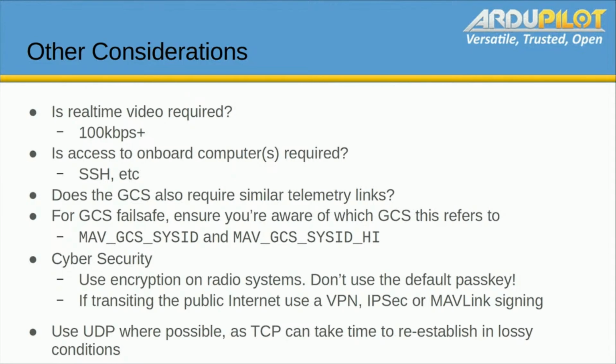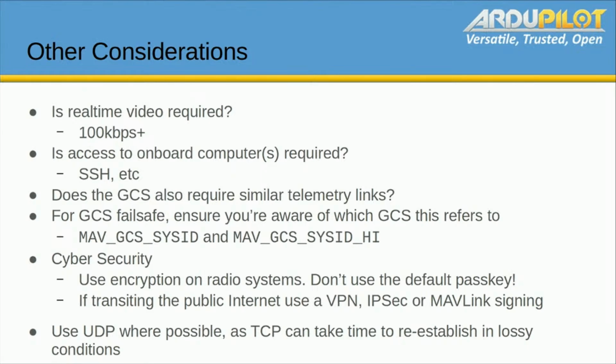Do you need access to any onboard computers, like SSH and so forth? Does the GCS also require multiple telemetry links? This is particularly important if your GCS is out in the middle of nowhere with your aircraft. It's no good if your aircraft has five telemetry links and your GCS has one and that one fails and you don't have connection to your vehicle anymore.